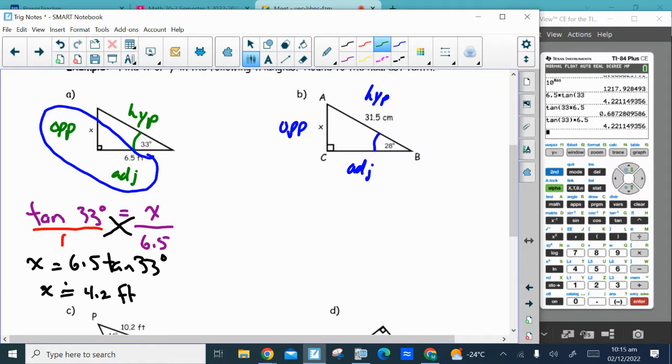Next, which two sides do we need to use? Well, we want to find x, which is the opposite. We're given the 31.5, which is the hypotenuse. Those are the two sides we're going to use. We're not given the adjacent side. We're not asked to find it. We're not going to use it. We're using the opposite and the hypotenuse.